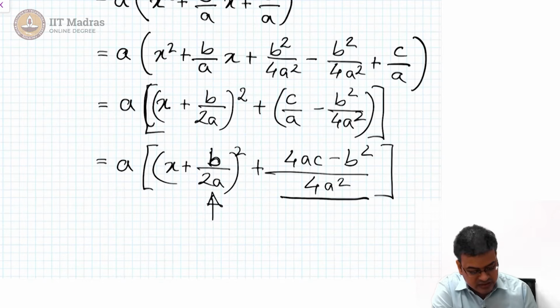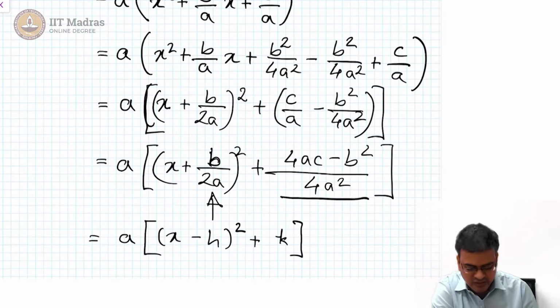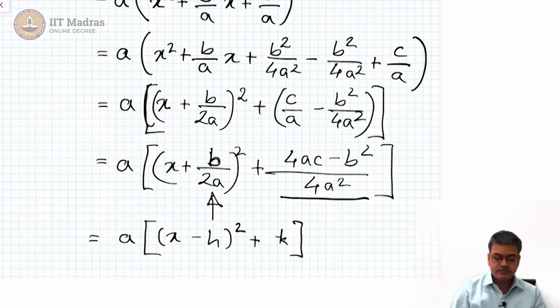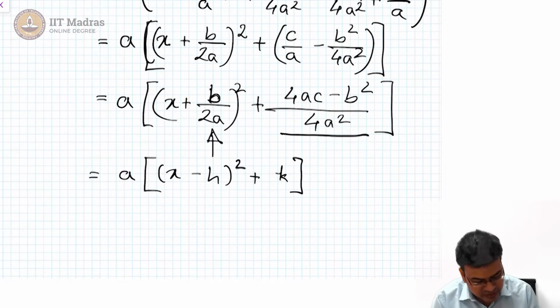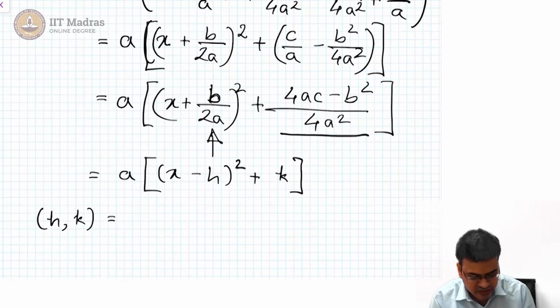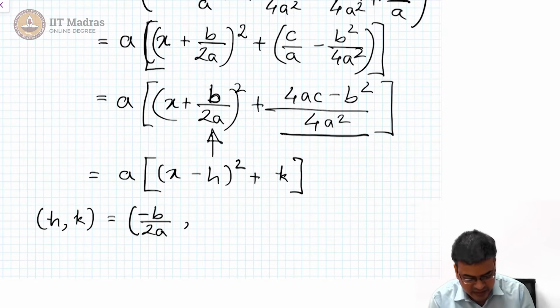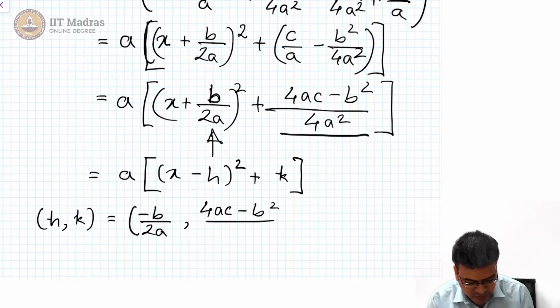So let us call this with some special name. This is a times (x minus h) the whole square, because I want minus b by 2a, so I am putting minus, plus some k, some real number k. Now look at this point h comma k. What does h comma k actually denote? h is minus b by 2a, and k is 4ac minus b square upon 4a square.